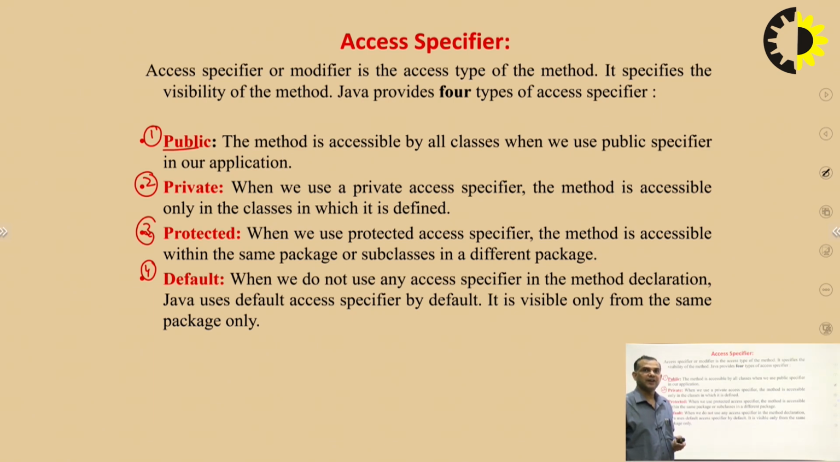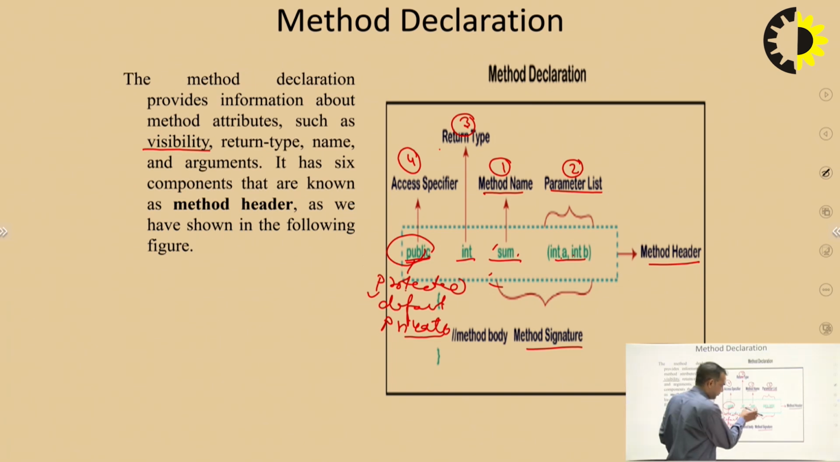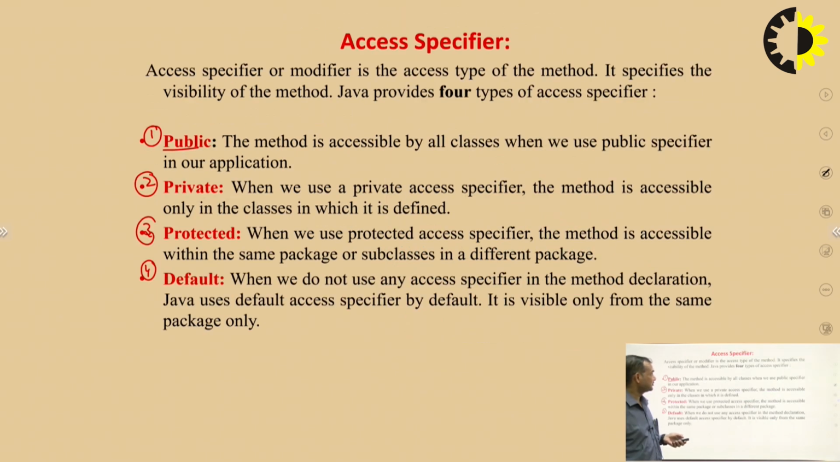the classes when we use the access specifier. Means suppose if we declare a variable or a method and declare it as public, then all the classes below can access this method if it is declared public. So it is defined: this method is accessible by all the classes when we use the public access specifier in our program, in our code, or in our applications.